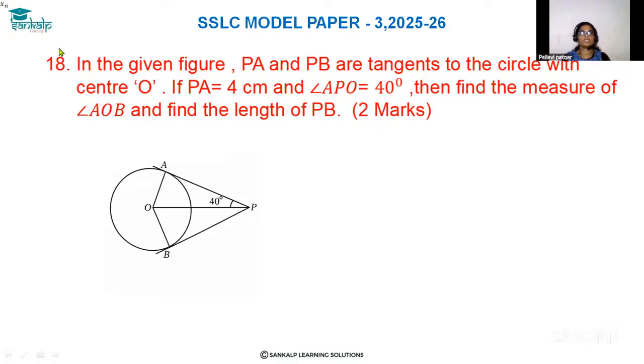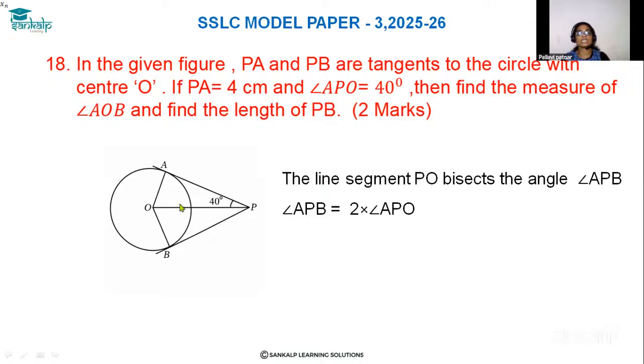Hello everyone. Look at question number 18. In the given figure, PA and PB are tangents to the circle with center O. If PA is equal to 4 centimeter and angle APO is 40 degree, then find the measure of angle AOB and find the length of PB. Here the line segment PO bisects angle APB.